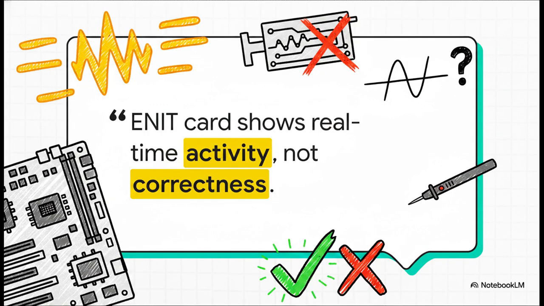So the crucial point is this massive golden rule that comes straight from the guide's notes. The card shows real-time activity, not correctness. I really want you to let that sink in for a second. A flashing light tells you a signal is physically present and pulsing. It does not tell you if the actual data inside that signal is corrupted, and it doesn't tell you if the voltage amplitude is perfectly within spec. The card is your guide, guys, not the final judge.